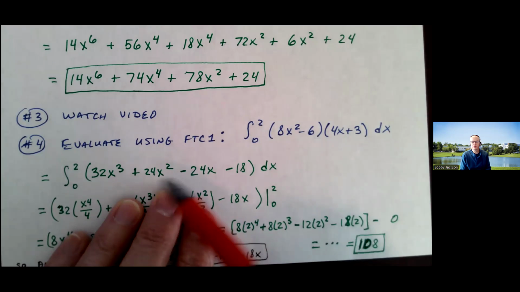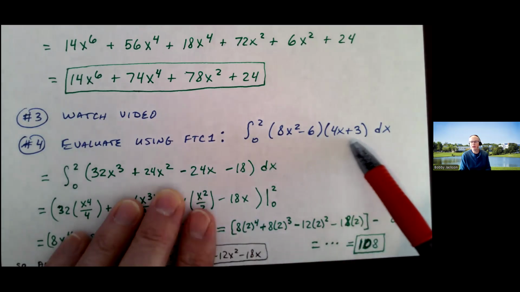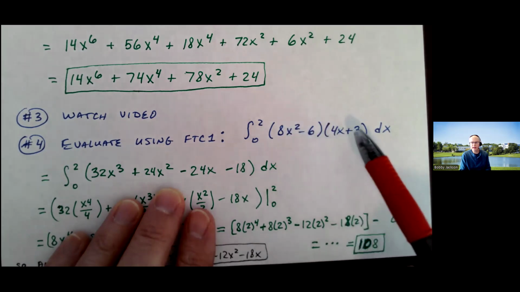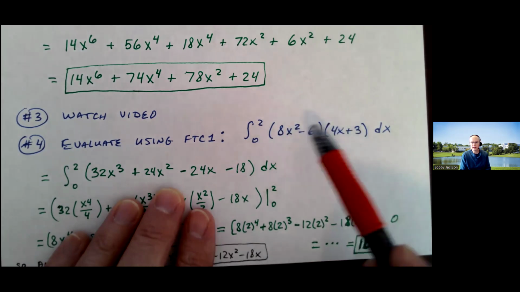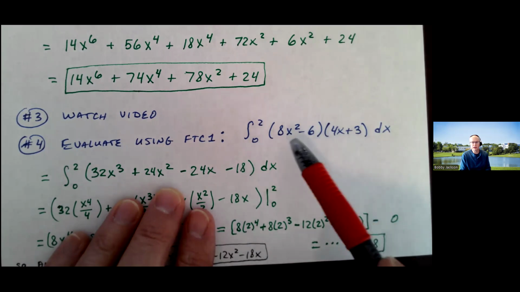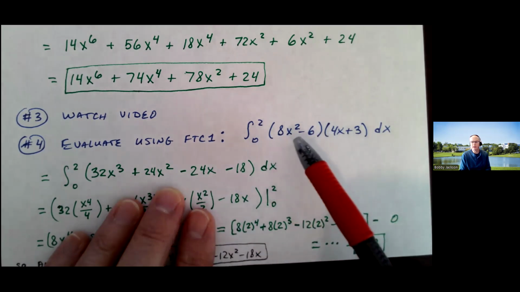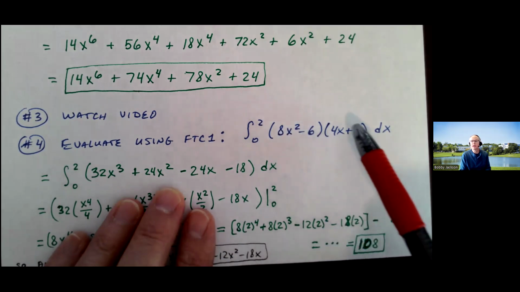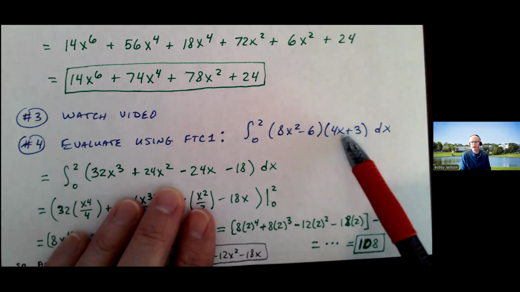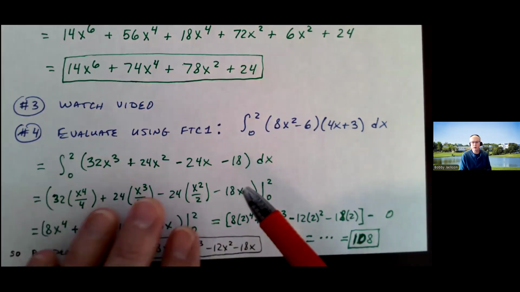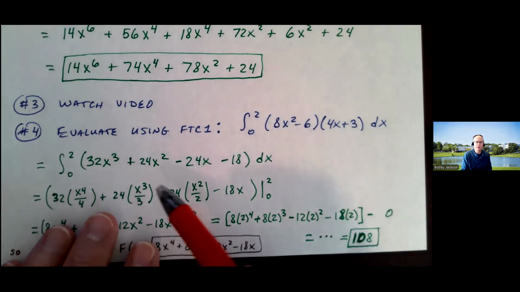And of course, this is what we would have to do to evaluate this using FTC1, which is, of course, to find the antiderivative of the integrand here, the function we're integrating. And so I have to expand it out first because there's no like product rule. I can't find the antiderivative of this and the antiderivative of this binomial and just multiply those, right? Think about going the other way with our product rule for derivatives.